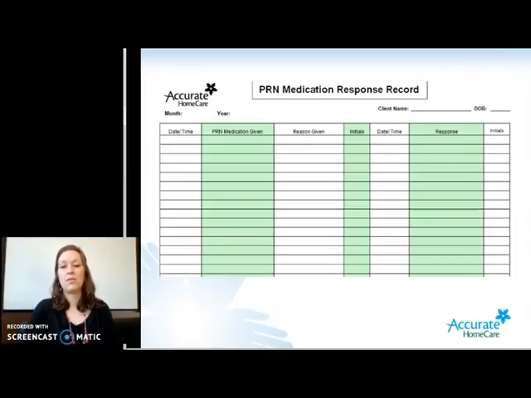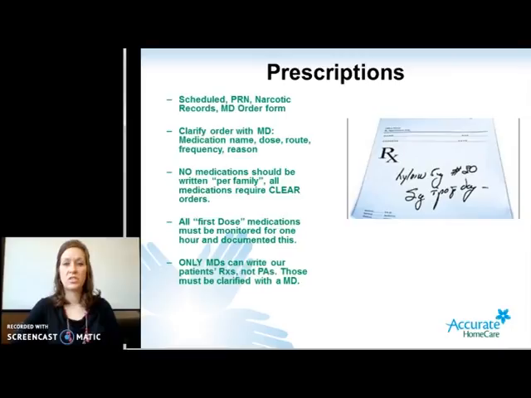And anytime you give a PRN medication, you'll document on the PRN medication response record what you gave and why you gave it. And then there should be follow-up to ensure that the medication did what it was supposed to be doing. When you receive a physician's order, you must clarify the medication name, dose, route, frequency, and reason. You shouldn't document giving any medications per family. All medications require clear orders.